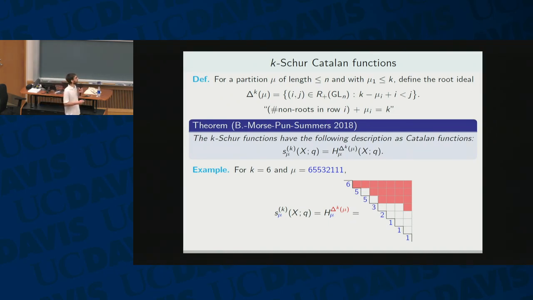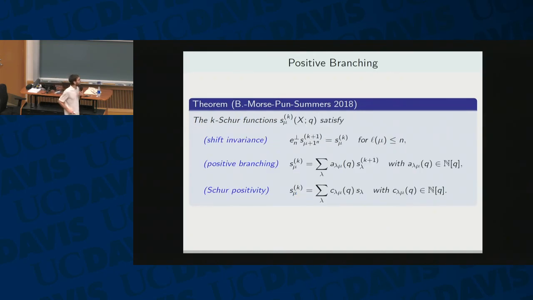A lot of nice things follow once you have this definition. We were able to show that this Catalan function is equal to the corresponding k-Schur function, and here are some results we were able to get out of it. The first was quite surprising and not previously known. We call it shift invariance. It says that if you take this symmetric function operator e_n perp and act on a k+1 Schur function, you get a k-Schur function indexed by the weight where you subtracted 1 everywhere.